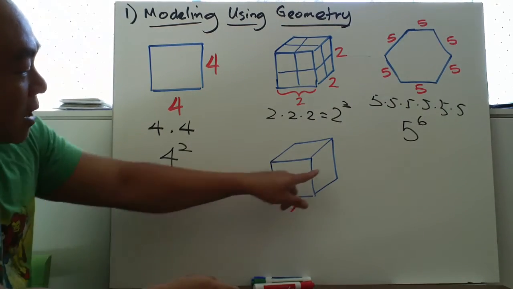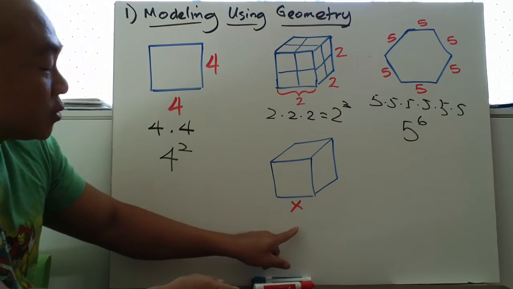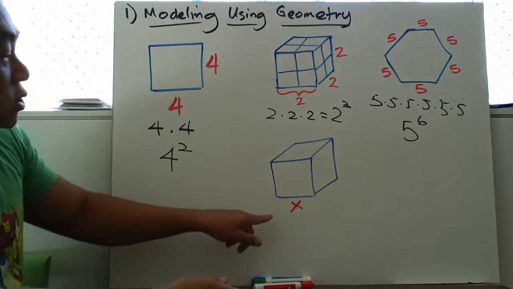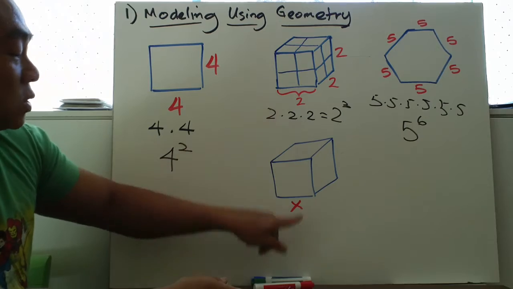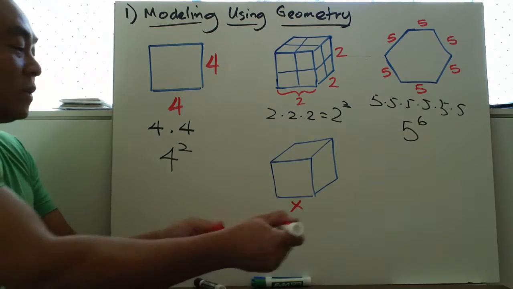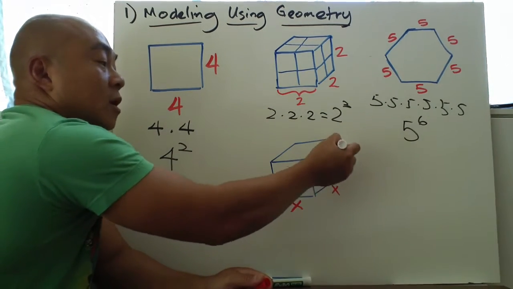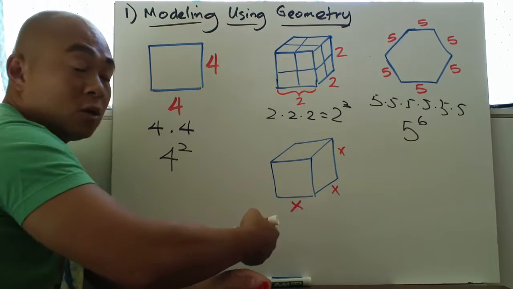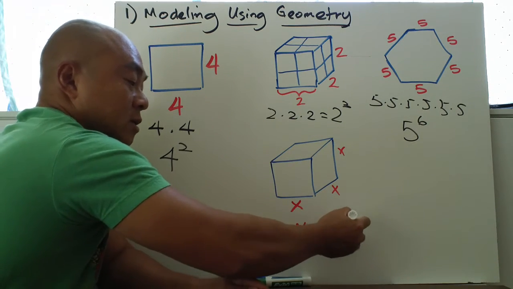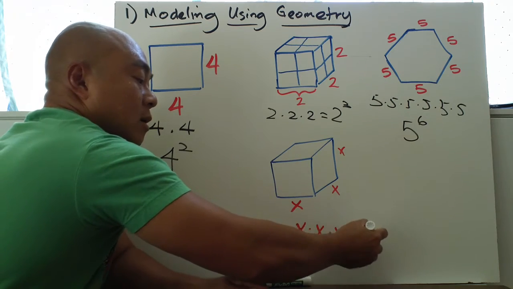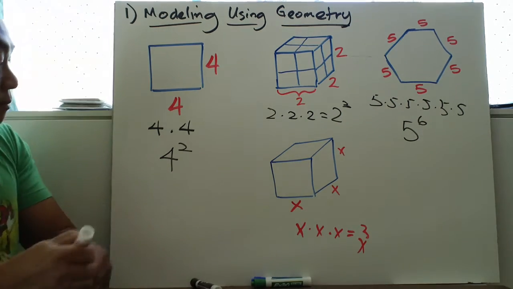Now, what happens if you have a box and you don't know what the measurements of the sides are? Well, you can use the same method that you see here, but instead of having 2's, you can use x's. This would also be an x, because you don't know what they are. And since that's a square or a cube, they're all the same. x times x times x is equal to x to the third power.